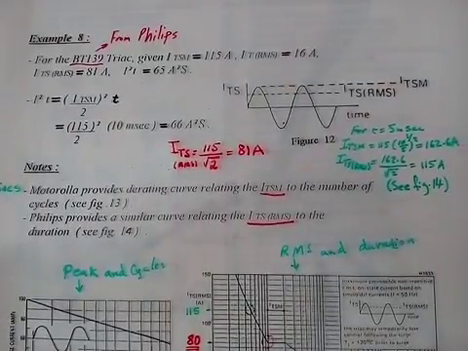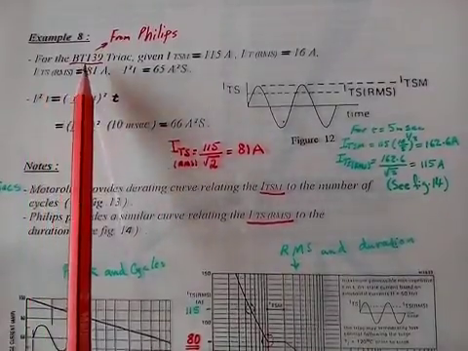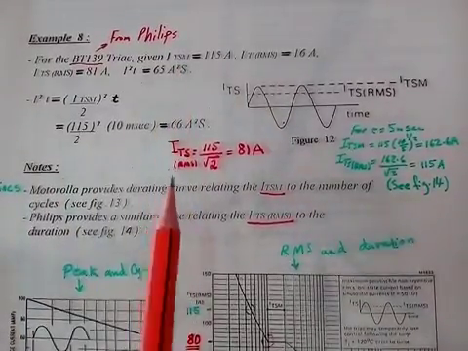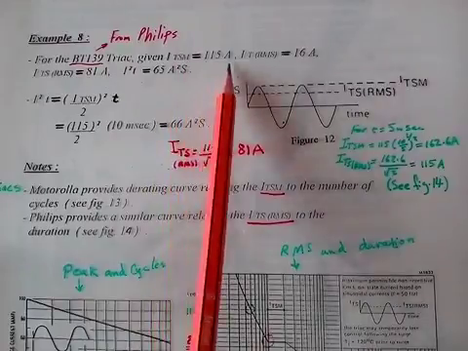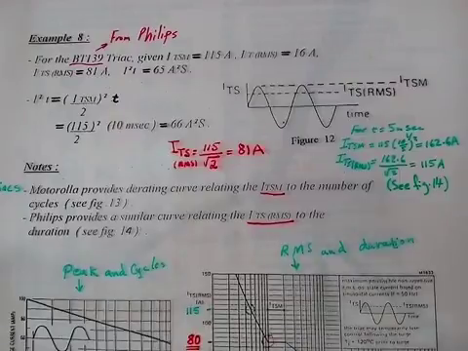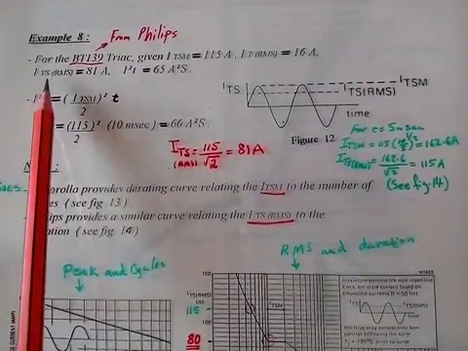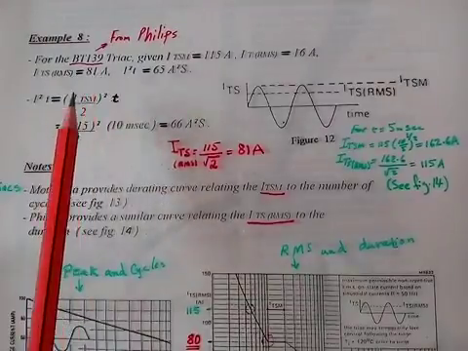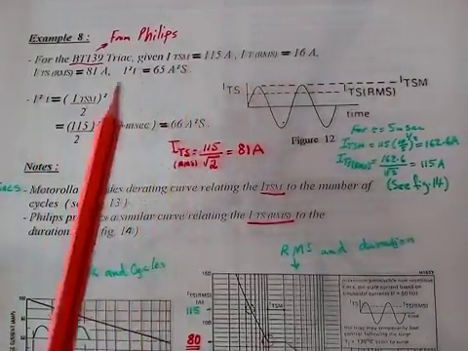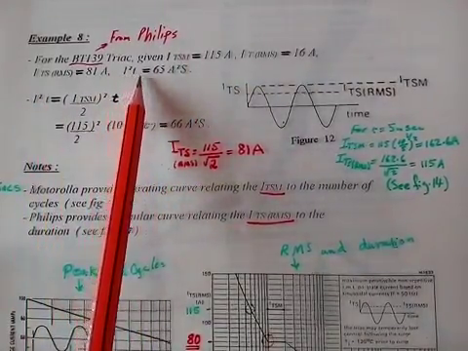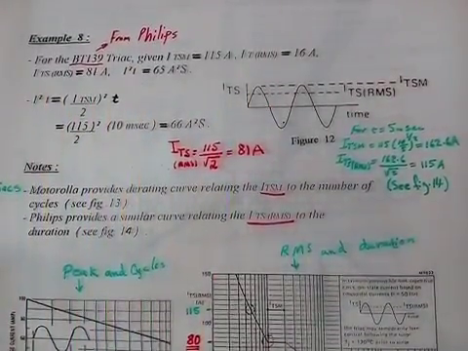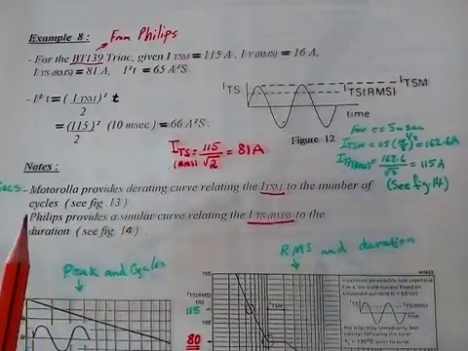Now example 8. For the BT139 TRIAC, given the I surge mode equals 115 amps, the IT in RMS, the continuous current, 16 amps, and the ITS in RMS equals 81 amps. Of course, this figure is taken from that one. This value is taken from the surge mode, and I square T equals 65 amps square second. That's all taken from the data sheets. Okay.